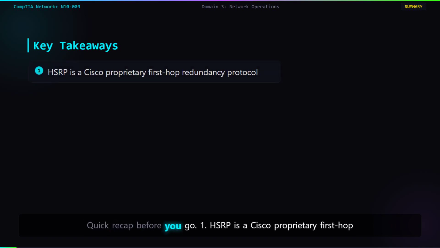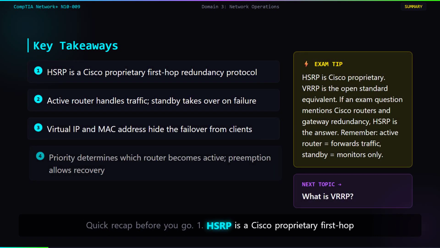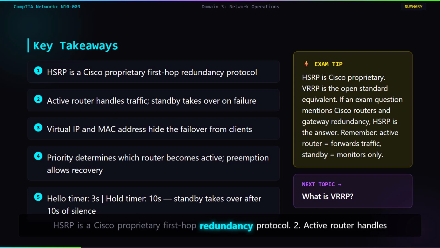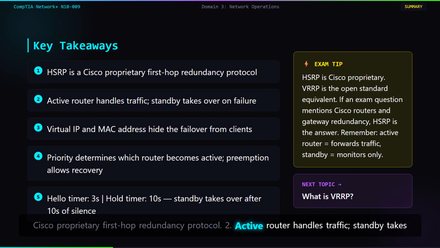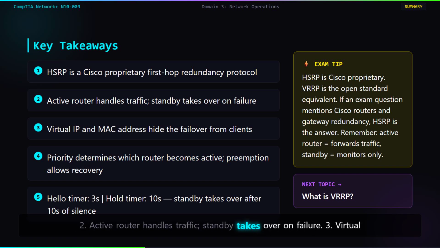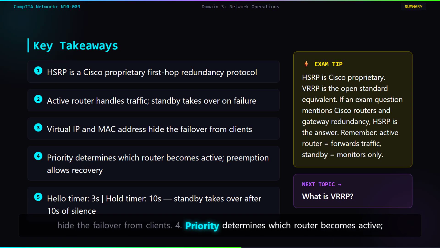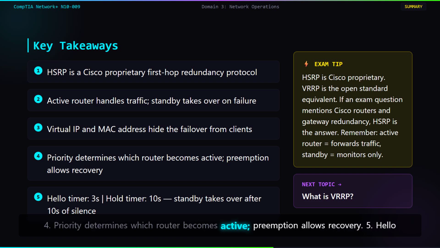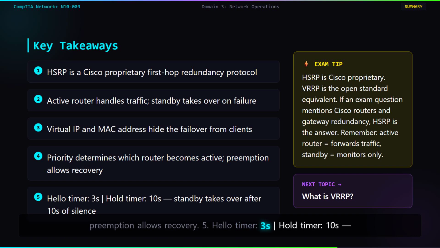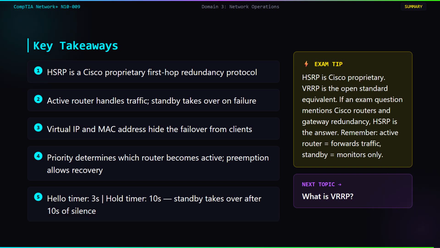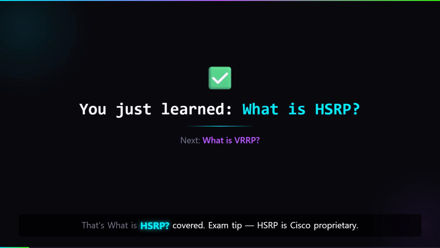Quick recap before you go. 1. HSRP is a Cisco proprietary first-hop redundancy protocol. 2. Active router handles traffic, standby takes over on failure. 3. Virtual IP and MAC address hide the failover from clients. 4. Priority determines which router becomes active. Preemption allows recovery. 5. Hello timer 3 seconds, hold timer 10 seconds. Standby takes over after 10 seconds of silence. That's what is HSRP covered.